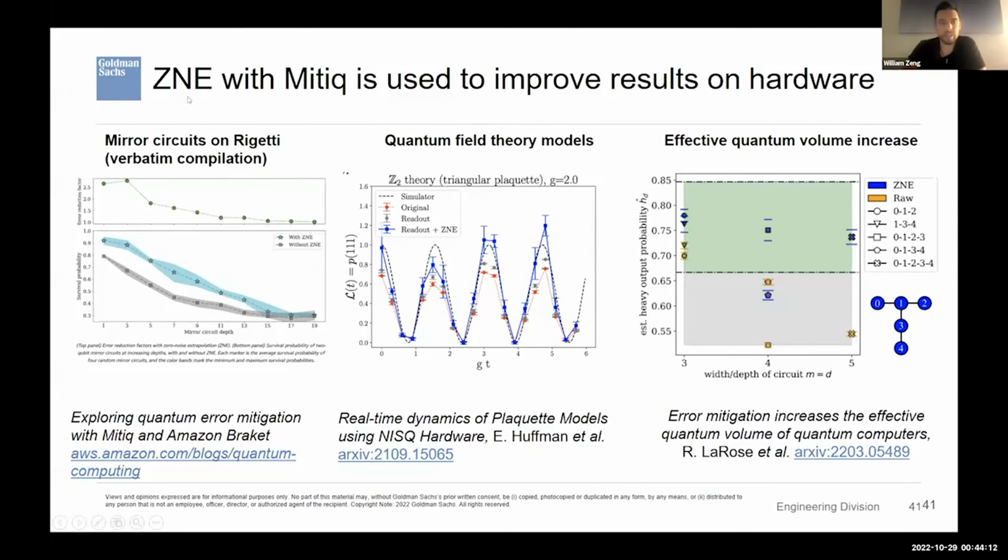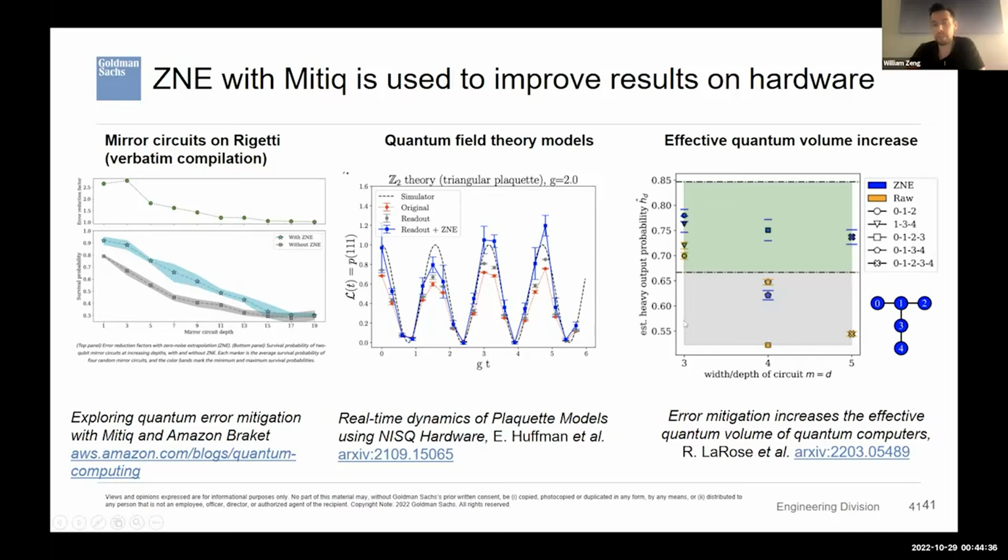And Mitiq's ZNE is probably a relatively straightforward technique to use, partially because you don't really need to have a characterization of the noise model to just try it. So it's pretty easy to run in a couple lines. It's been used on Rigetti programs through Braket. So without zero noise extrapolation, with zero noise extrapolation, it's improved.